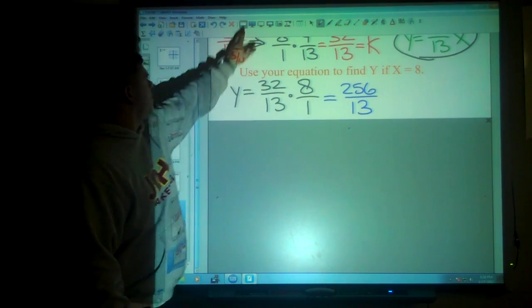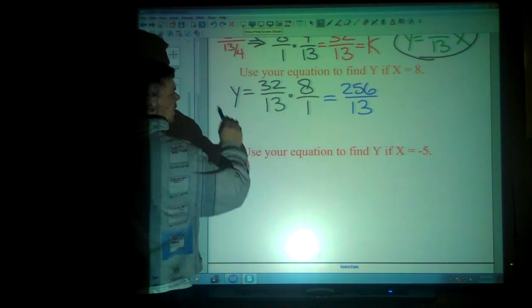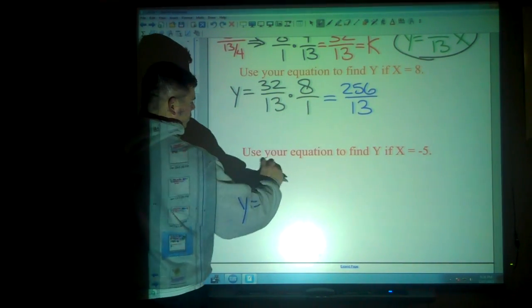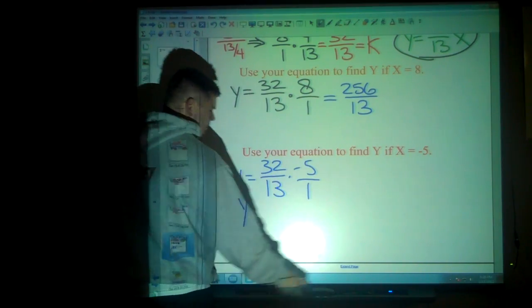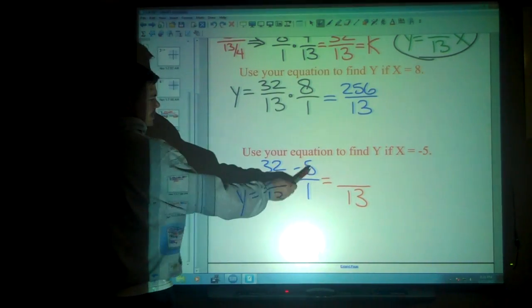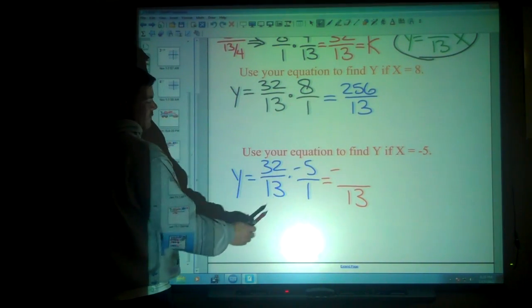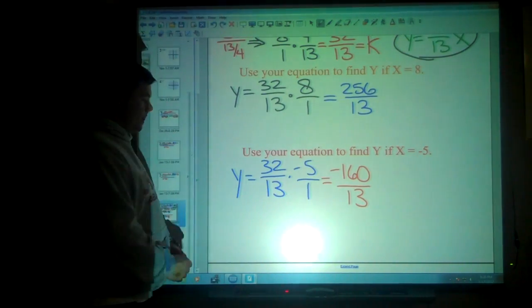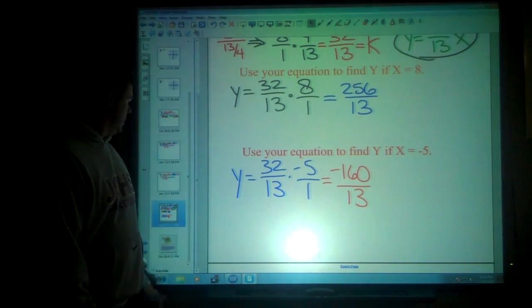All right, one step further, use your equation to find y if x equals -5. So we use the same formula, but instead of 8 over 1, it's going to be -5 over 1. So y is equal to 32 over 13 times -5 over 1, which equals 13 on the bottom once again, except this time -5 times a positive is going to make a negative answer. And 5 times 30 is 150, 5 times 2 is 10. You end up with 160. Now if you'd like, you can leave it as an improper fraction, or you can try to simplify it down as well. It's up to you.